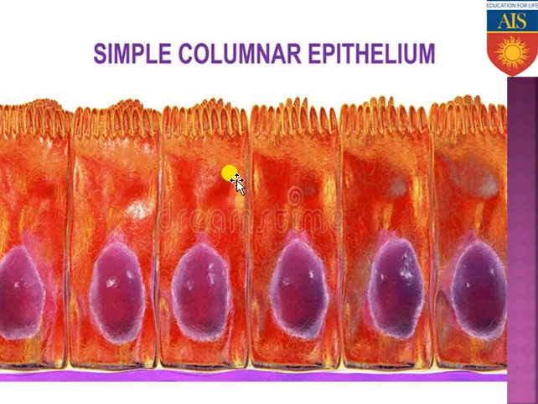Coming to the simple columnar epithelium. What is that? Simple columnar epithelium is a type of epithelial tissue which is columnar in shape. Keep it in your mind, these cells are more elongated than the cuboidal cells, obviously, and the nuclei are present towards the base. And this specific type of cell may contain cilia on its surface.